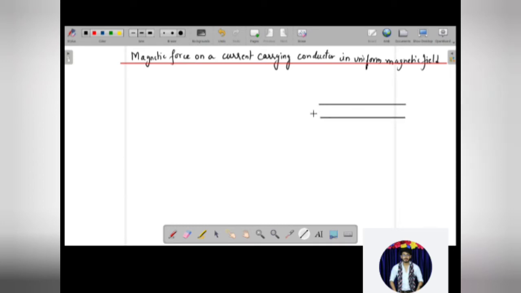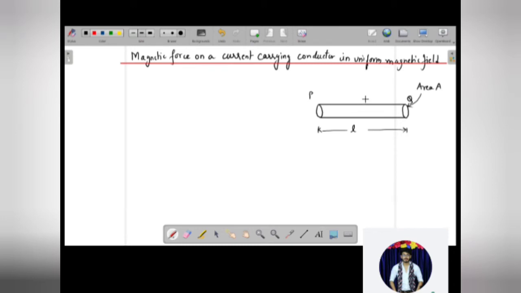So let me draw a conductor. I'll draw a cylindrical conductor. So this is a conductor. Let's say the name of the conductor is PQ. Let's say the length of the conductor is L, and the area of cross section of the conductor is A. Okay, A is the area of cross section and L is the length of the conductor PQ.